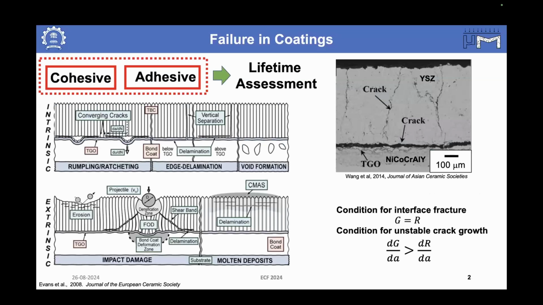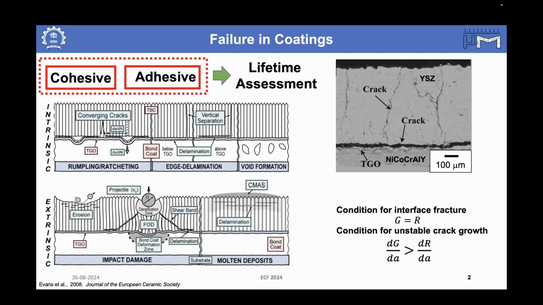So I'll start with the failures of the coatings that happen in thermal barrier coatings. I'll talk only about cohesive and adhesive failures in my case. There are other mechanisms with which the coatings can fail.